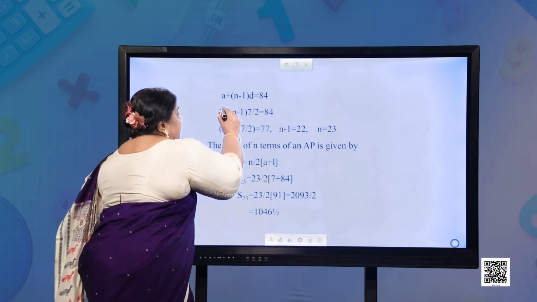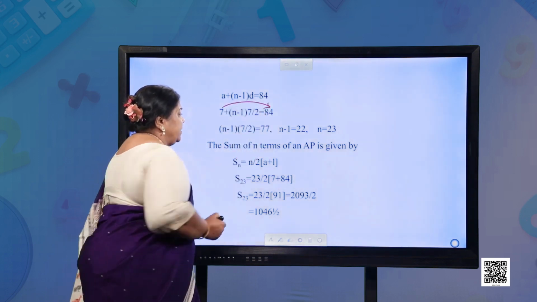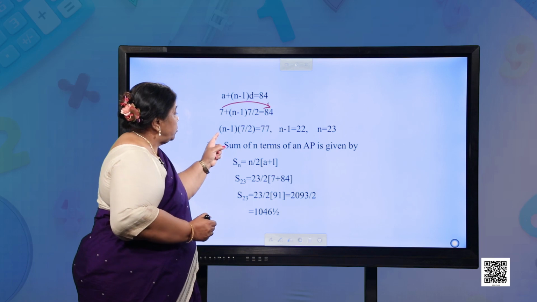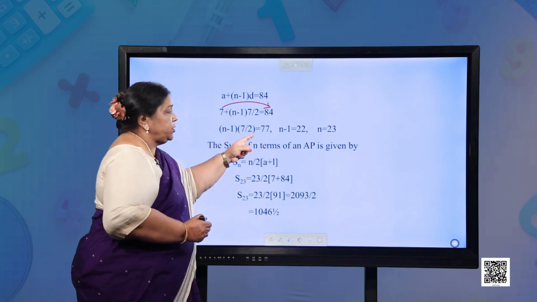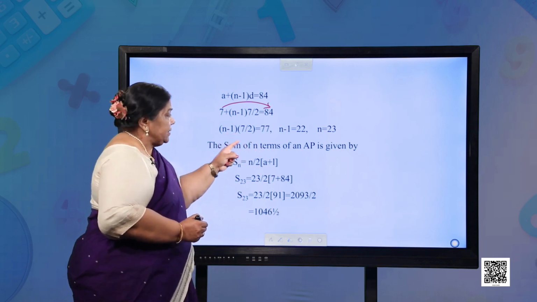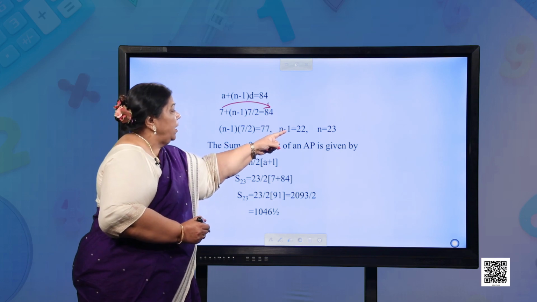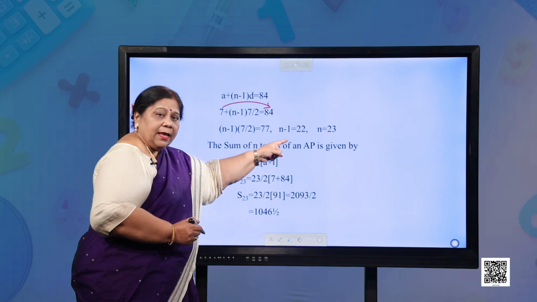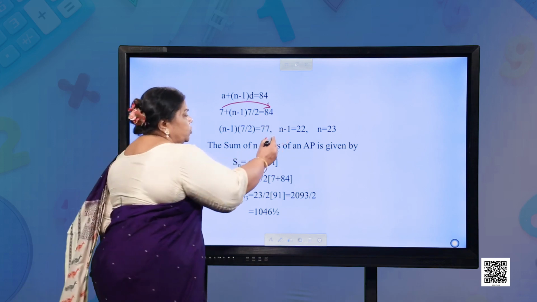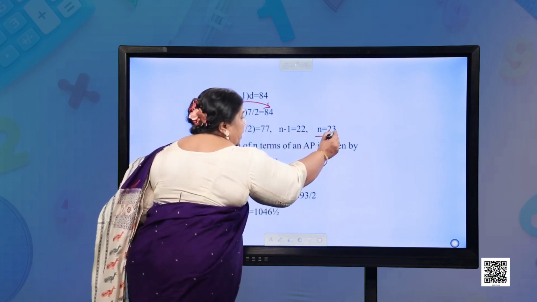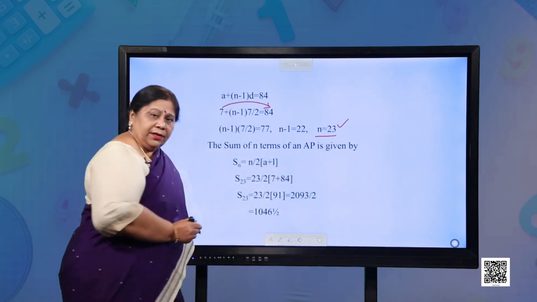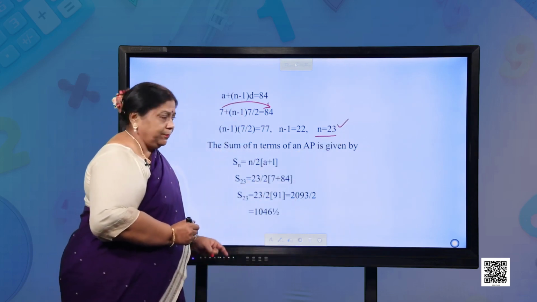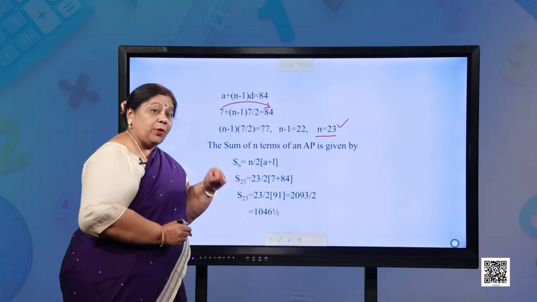If I take this 7 to other side and subtract, I will get 77. So n minus 1 into 7 upon 2 is equal to 77. That is n minus 1 is equal to 77 multiplied by 2 upon 7. That gives me 22. So n minus 1 is 22, or n is equal to 23. Is it clear? Now I will find S23.